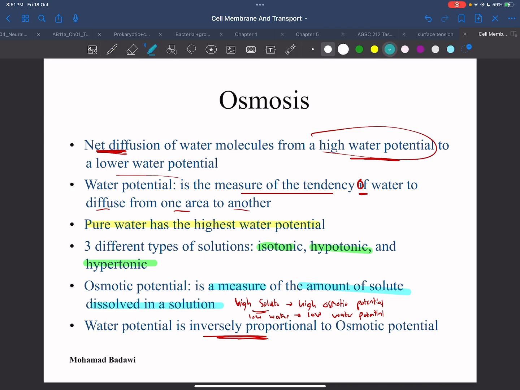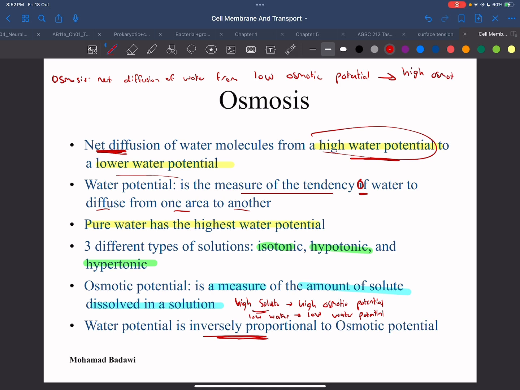So we said osmosis is the net diffusion of water from a high water potential to a low water potential. Now I can rephrase it and say osmosis is the net diffusion of water from low osmotic potential to a high osmotic potential. Okay, so this is another definition of osmosis.